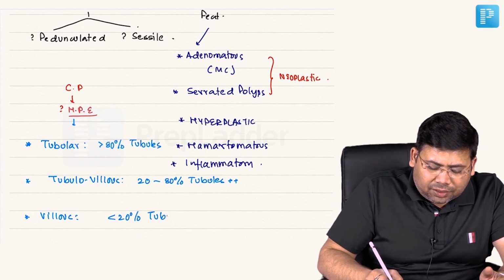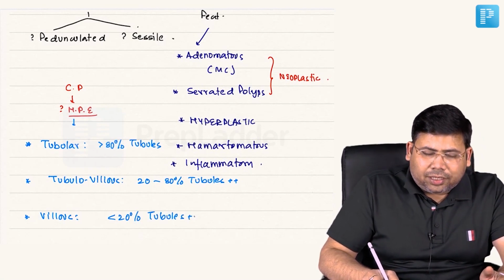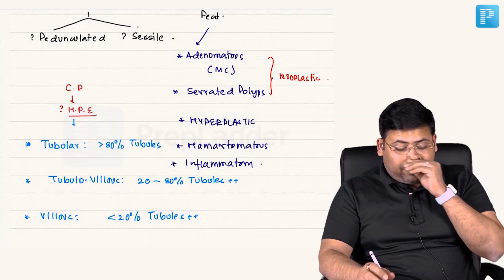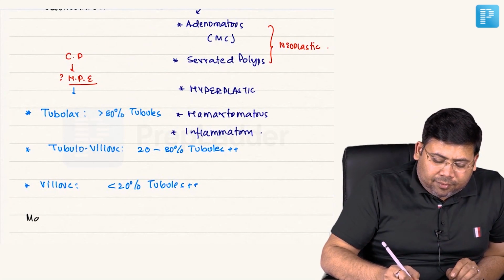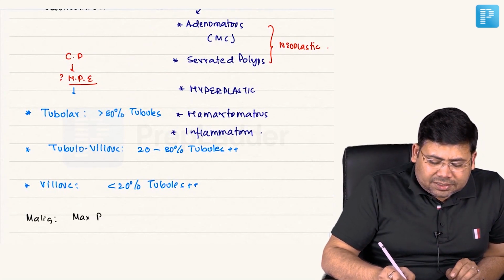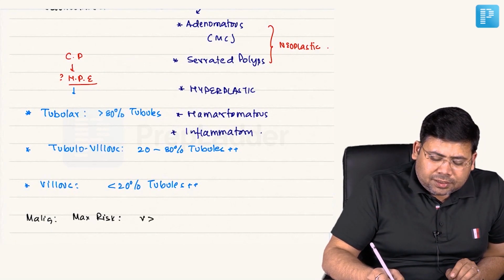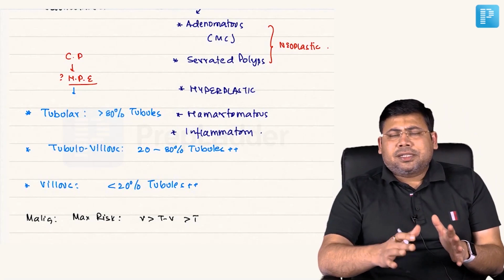So try to understand, if we take the order of malignancy, the maximum risk is with villous, then tubulovillous, and then tubular. All these things have been asked.